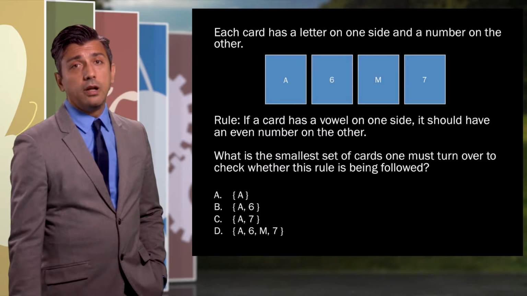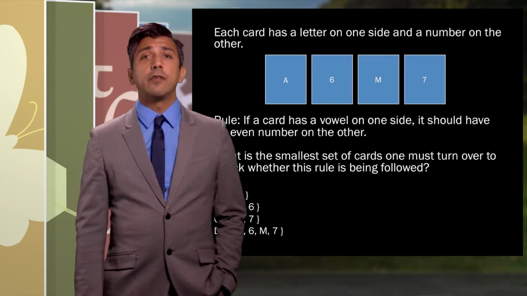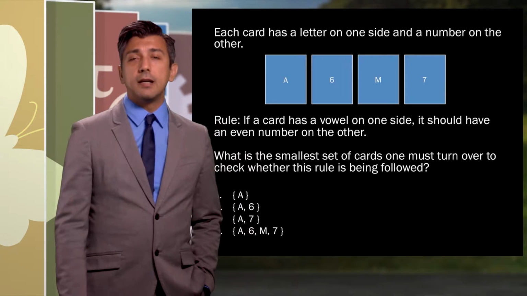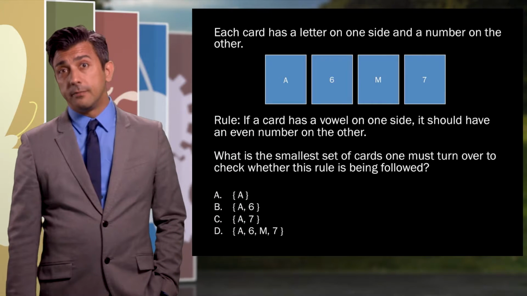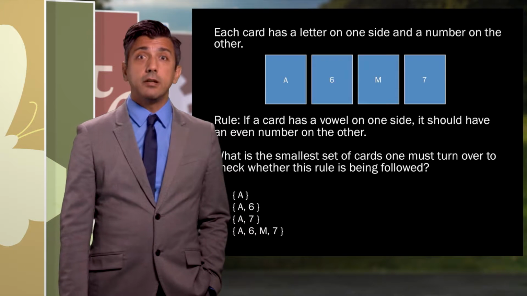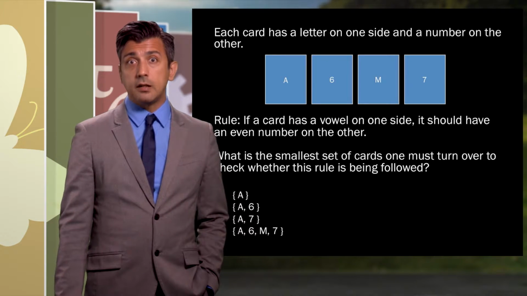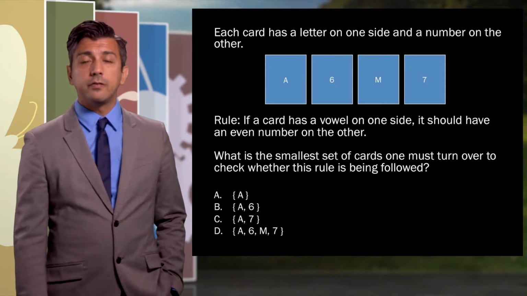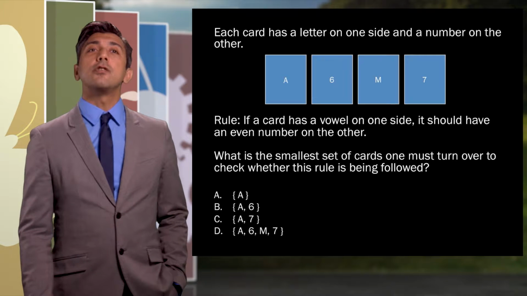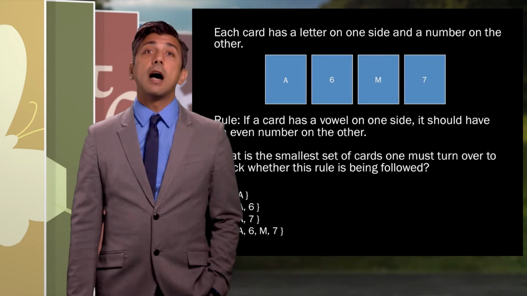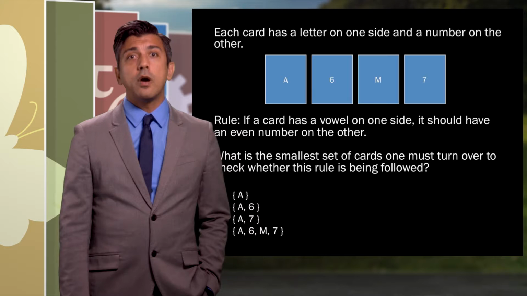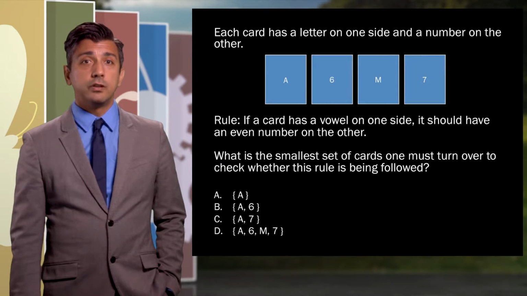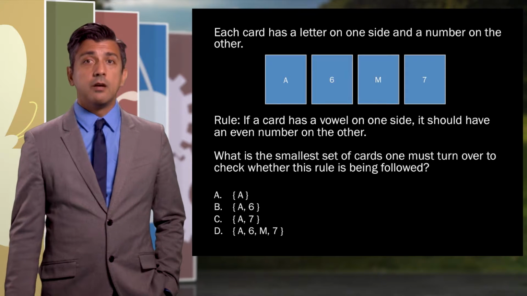And there is a rule in this situation. The rule is that if a card has a vowel on one side, it should have an even number on the other side. Now, we're concerned that some cards might be breaking this rule. And so we want to check. We want to turn them over to see if they're following the rule. We also want to be efficient, and we don't want to turn over cards that we don't need to. So the question is, what is the minimum number of cards that we must turn over to verify whether the rule is being followed or not?